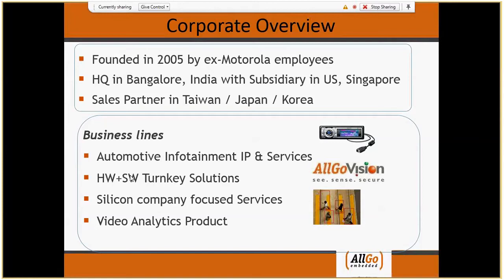We also have another portfolio of products. We have video analytics, which is basically done for surveillance and has been deployed in various parts of the world. It is mainly targeted at surveillance use cases like left package detection, intrusion detection and illegal parking. Those are the types of solutions we have products for.